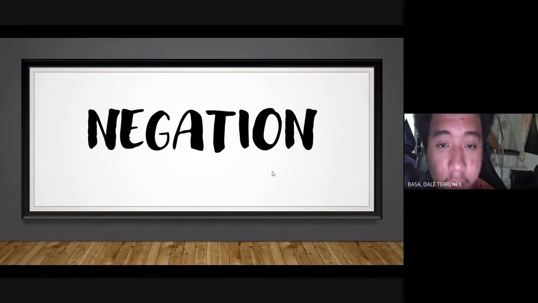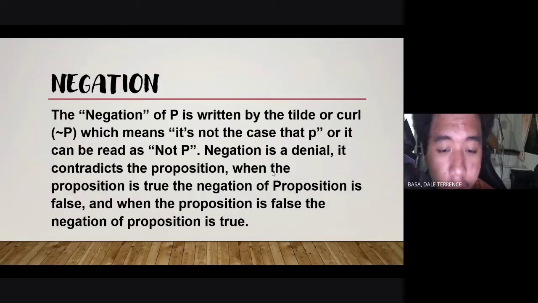So now we will discuss negation. The negation of P is written by the tilde or curl, which means it's not the case that P, or it can be read as not P. Negation is a denial. It contradicts the proposition. When the proposition is true, the negation of the proposition is false. And when the proposition is false, the negation of the proposition is true.